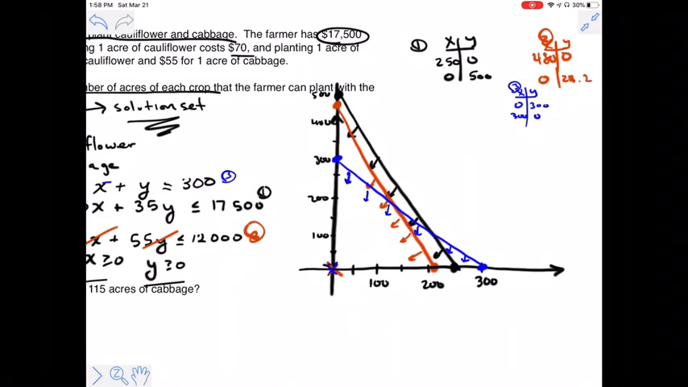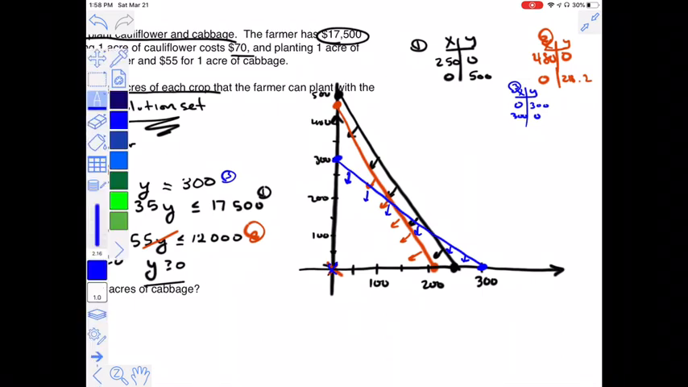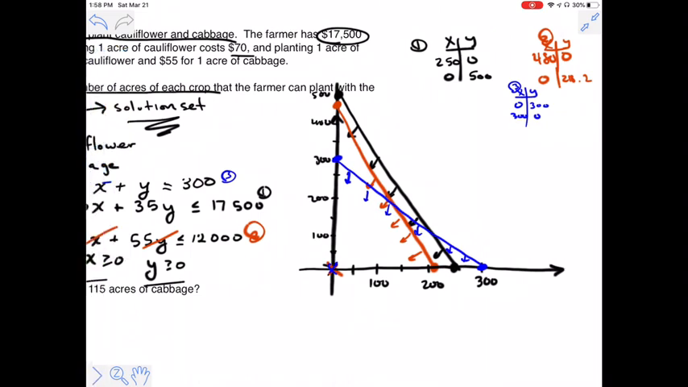So the area that would contain all three of these shaded regions, underneath all three of them, looks like it would be right here. It's our feasible region.